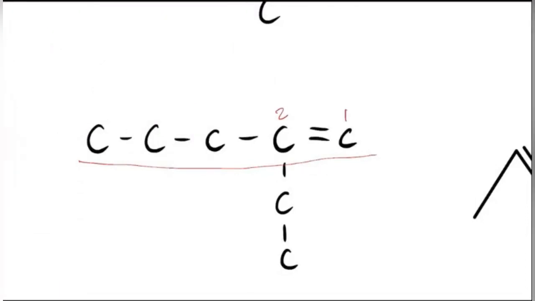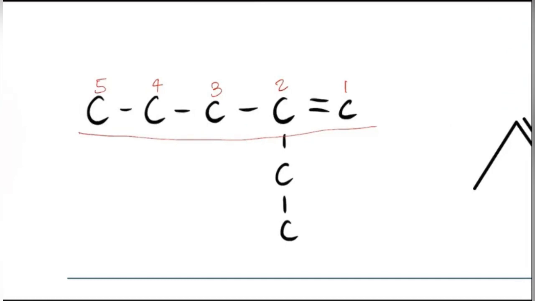1, 2, 3, 4, 5. Not the other way around. We will not start at the left side because if we start at the left side, we will have higher numbers for our locators. Okay? Next, identify the name of the longest chain. The name of the longest chain is pentene. Okay? Pentene. Then the double bond is located at carbon 1, so that's why we have 1-pentene.